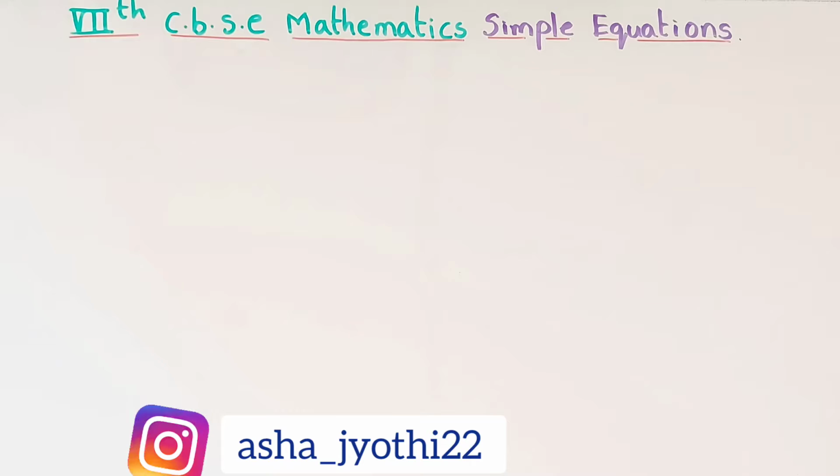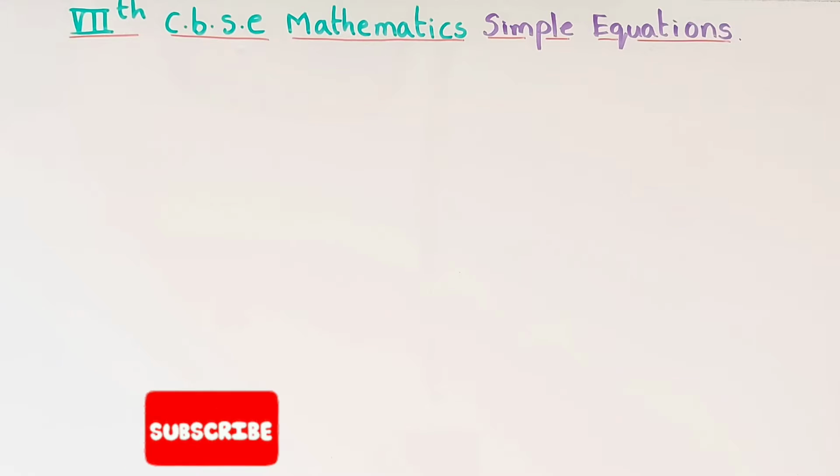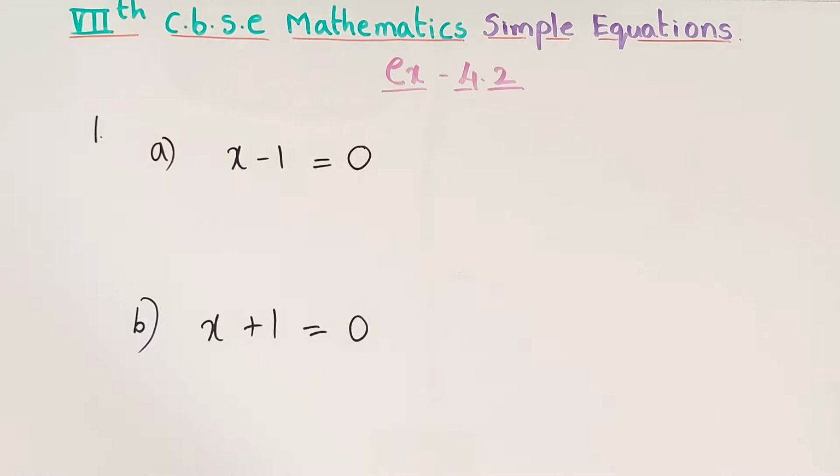We are learning 7th standard CBSE Mathematics, 4th chapter, Simple Equations. Let us start exercise 4.2, children. Give first the step you will use to separate the variable and then solve the equation.